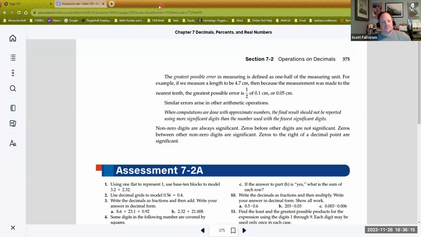All right, that wraps it up for 7.2. Hopefully that gives you a good leg up. Operations on decimals, when you get used to it, it's almost like just back to chapter 3. It's almost just like whole numbers, really. Line things up. It's just place value.